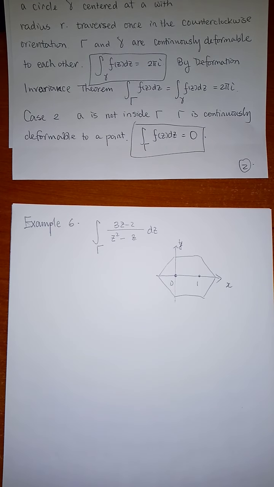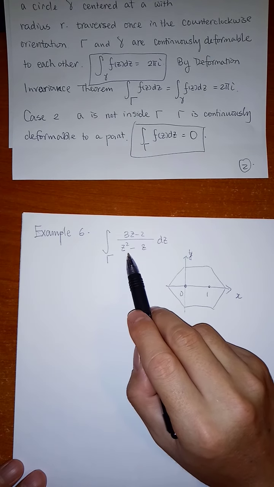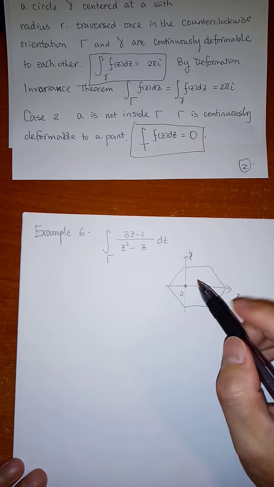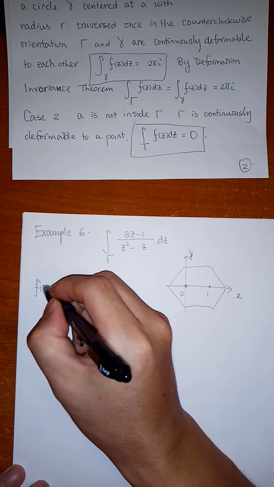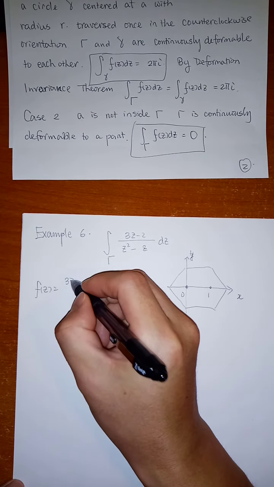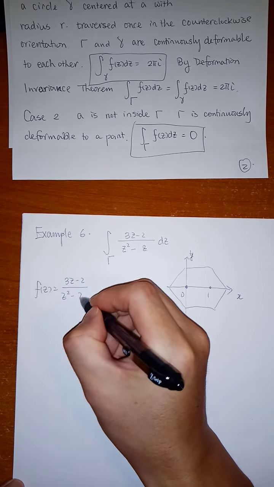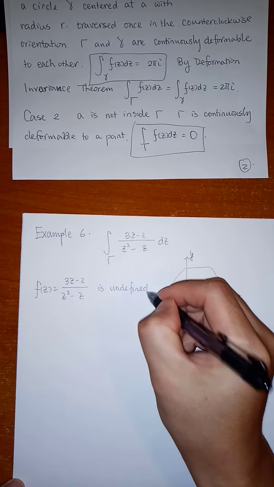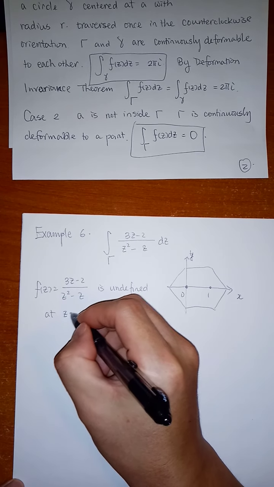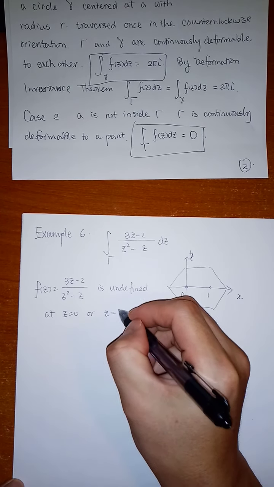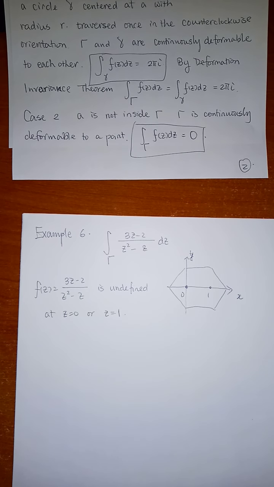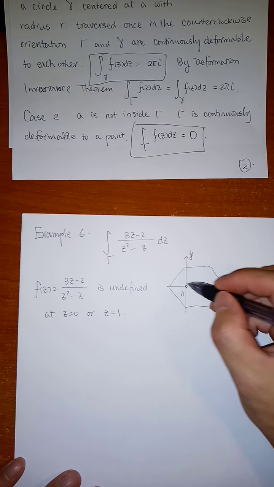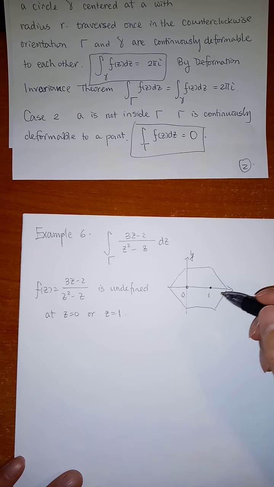First of all, we have to see which point is a bad point for the definition, which point is not inside the domain of the function. So f of z equals 3z minus 2 over z squared minus z is undefined at z equal to 0 or z equal to 1, because at 0 and at 1, z squared minus z is equal to 0. The denominator cannot be 0, so it's undefined at 0 and 1. Okay, so we have these 2 special points labeled.